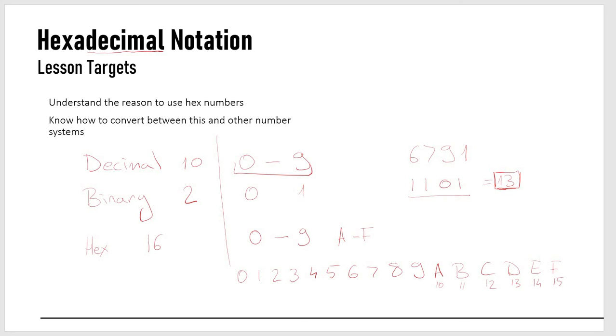And if you ever forget how many symbols hexadecimal notation uses, just look at the name and think to yourself hex for 6 and decimal for 10, and this would give you 16 symbols.